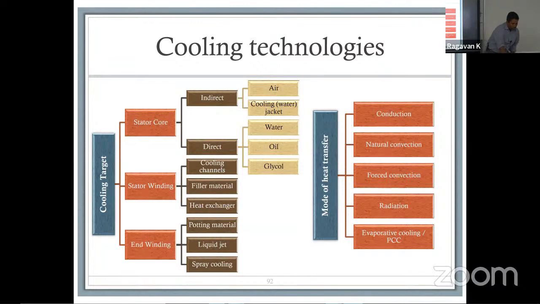So, all right. In terms of the mode of heat transfer, you can also have options like conduction, natural convection, forced convection, radiation, or you can have PCC or evaporative cooling. PCC is a phase change composite, which essentially changes its phase when it gets hot. It changes its phase, right?